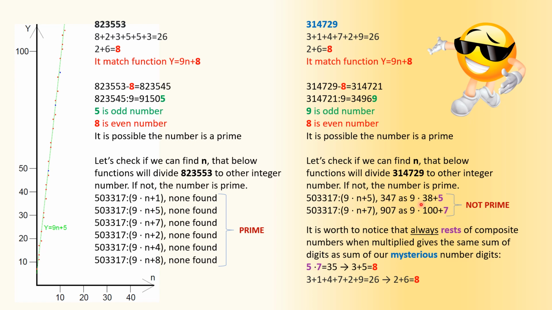For 347, we would have to do 38 iterations to find this number. So to be honest with you, for a 6-digit number, this is not that much. Or 100 if you choose the other function to find a number that can divide our mysterious number. Of course, this is not the prime, but following the correlation, if we multiply the rests of these functions, 5 times 7, we get 35. 3 plus 5 gives us 8, and it matches the sum of the digits of our mysterious number.